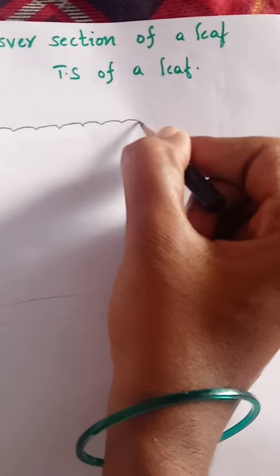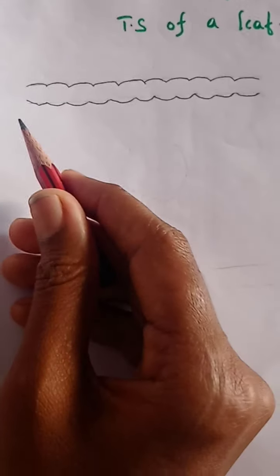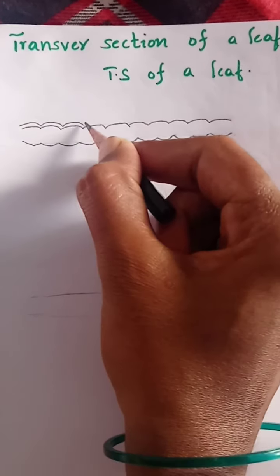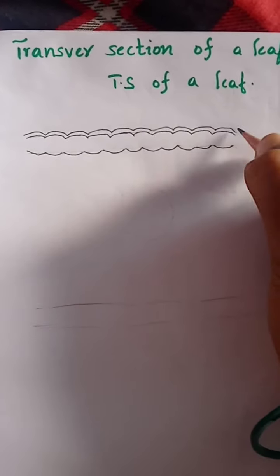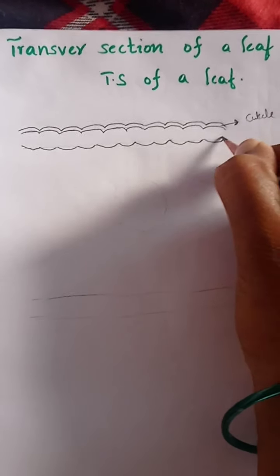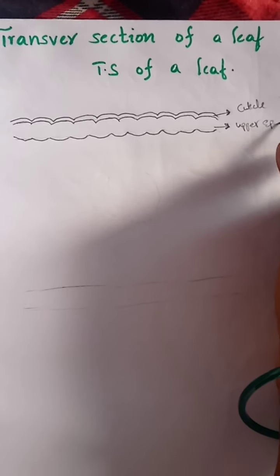See, this is called the upper epidermis. I am drawing this upper epidermis. Above the upper epidermis we will have the cuticle. This part is called the cuticle. I am writing the parts also. Cuticle, and this is called upper epidermis.